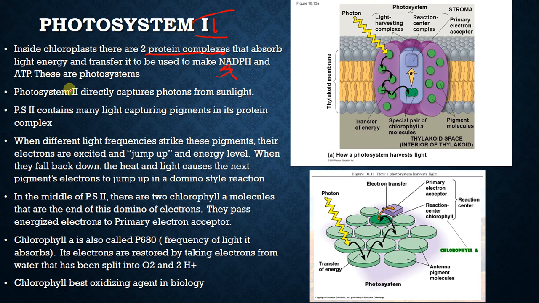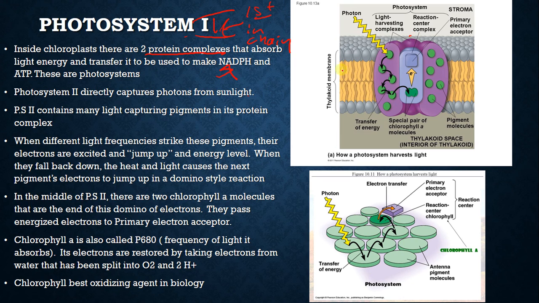And we're talking about photosystem 2 first because, well, it's the first one on the chain, but it was discovered second. So photosystem 2 is the first in the chain. Photosystem 2 directly captures photons from sunlight. It contains many light-capturing pigments in its protein complex.